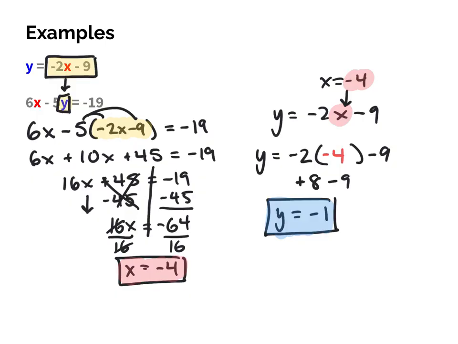Now, if we go back to what this means, think back from section 1, when we graphed the lines, we found the point where the two lines intersected.